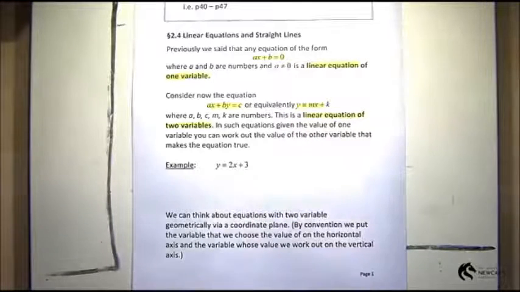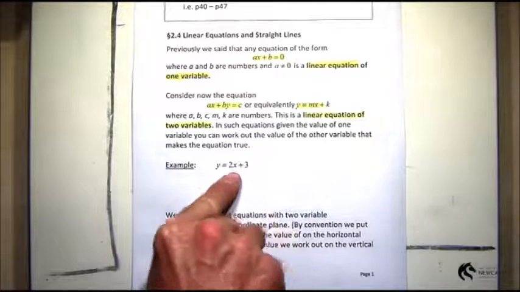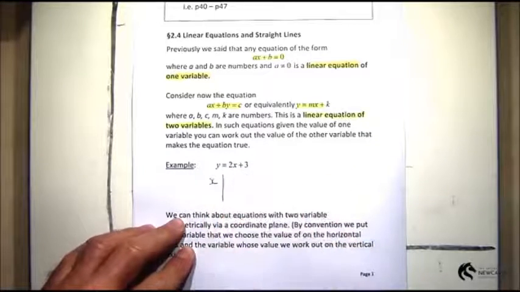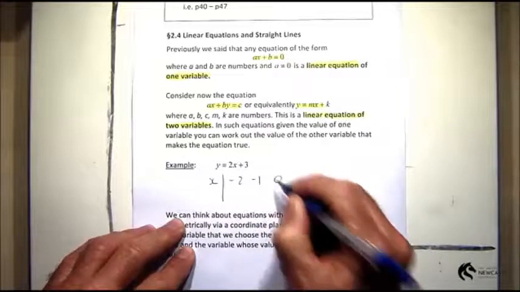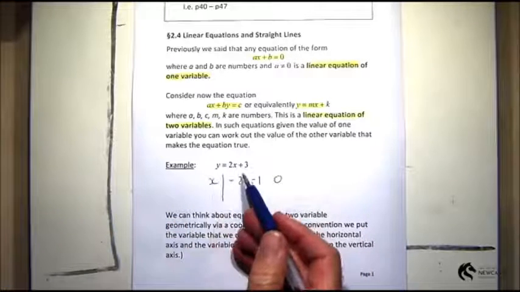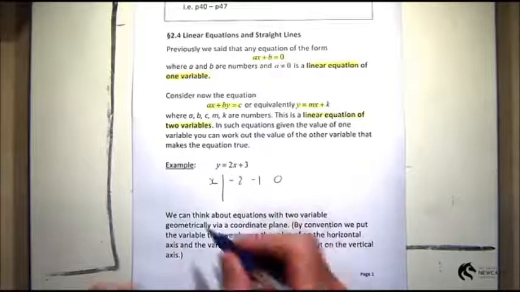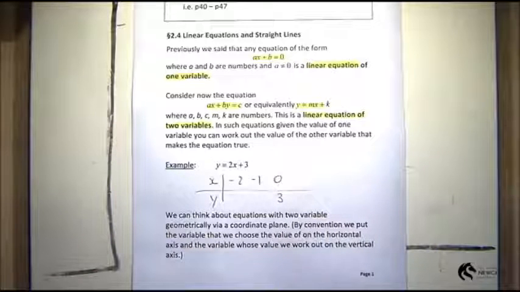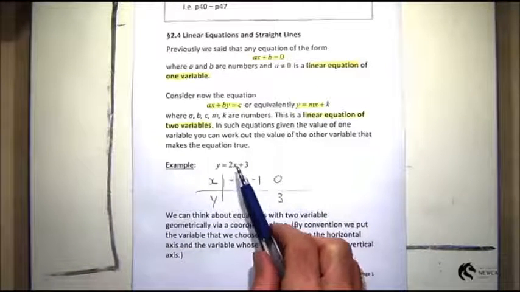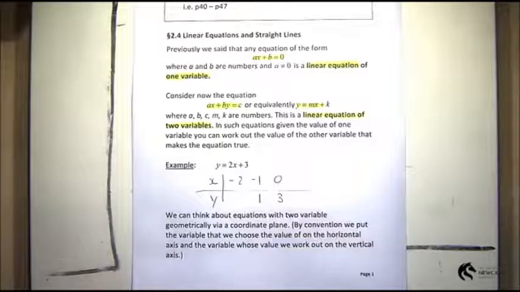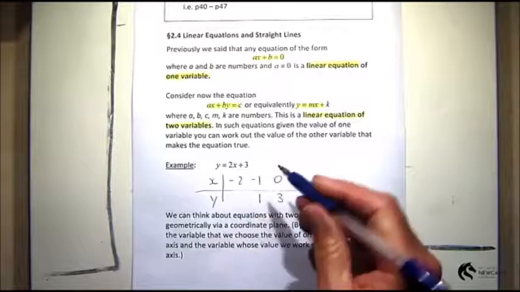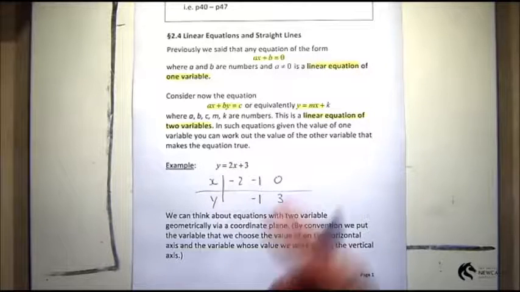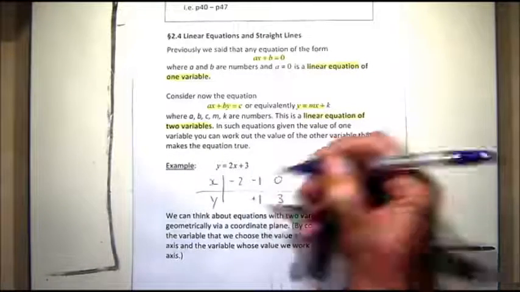As an example, here, imagine I have this linear equation in two variables. If I choose a value for x, actually I won't start with -2, I'll start here with 0 because that's an easy one for me. If x is 0, clearly y has to be equal to 3. Agreed? So the associated y value to make that equation true is 3. Likewise, if I put in -1, 2 times -1 is -2, -2 plus 3 is 1.